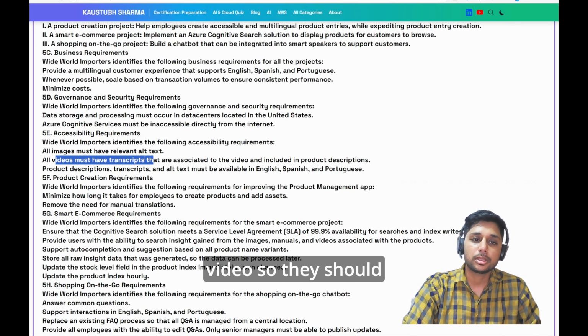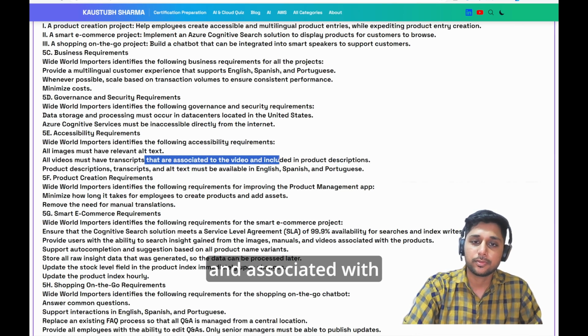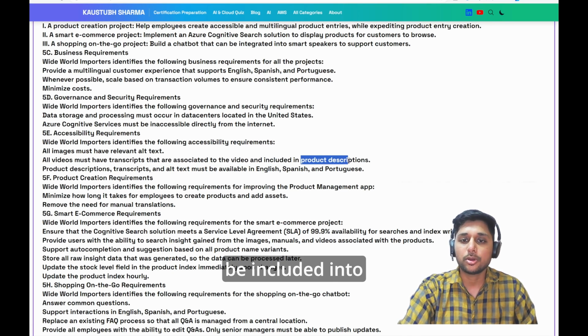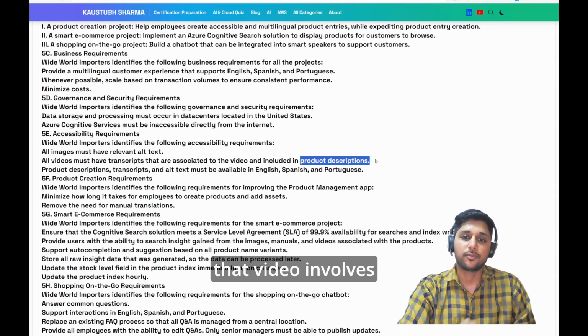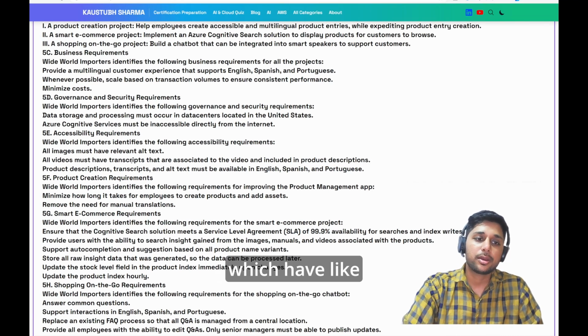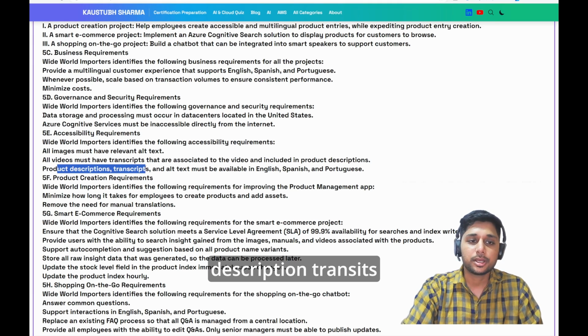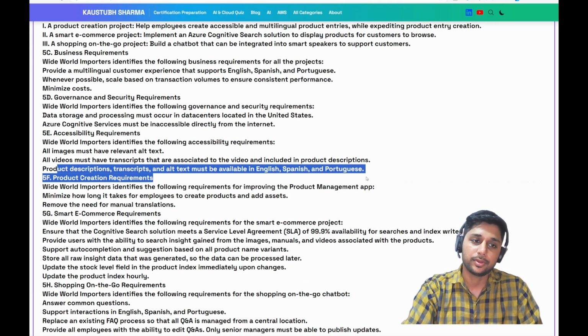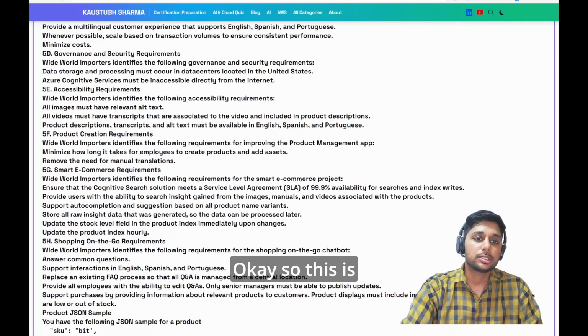they should be transcribed and associated with the video, and those transcripts should be included in the product description. What does that video involve, which relates to the product. And all the product descriptions, transcripts, and all text must be in all these three languages. Okay, so this is our requirement.